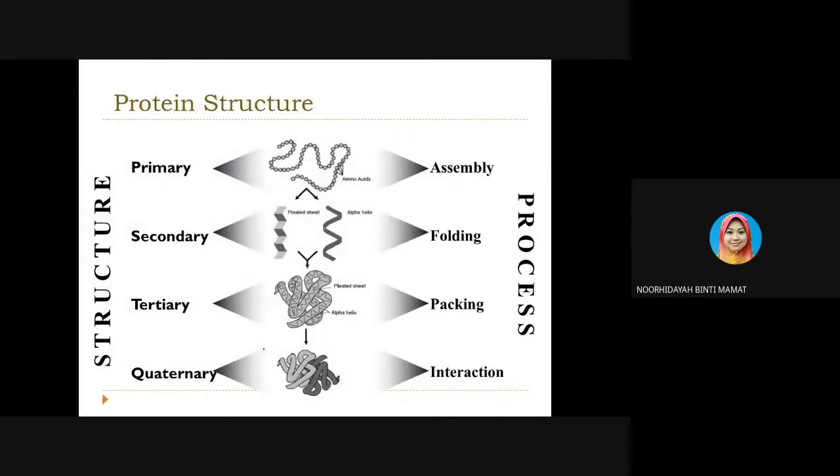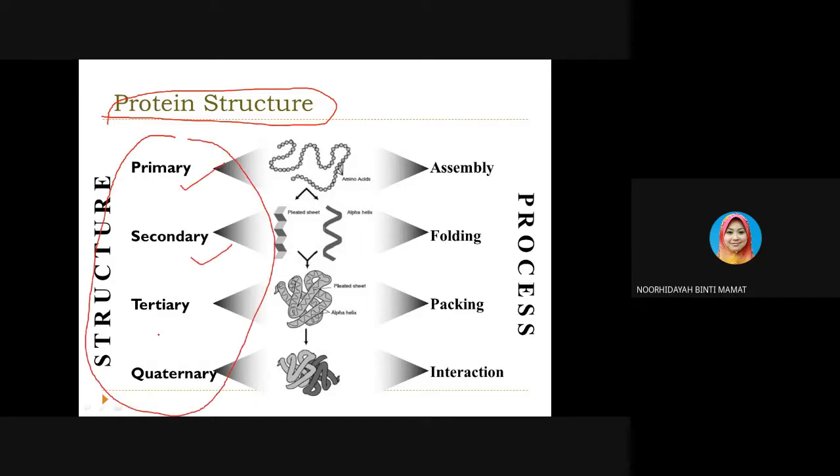Just now we already learned about the properties and functions of proteins. So what actually is a protein? Now we are moving to the protein structure. There are four structures of protein: primary, secondary, tertiary, and quaternary. In the primary structure, I'm talking about single amino acid monomers joining together. This is the assembly of amino acids, so they become one polypeptide. This is the primary structure of protein.